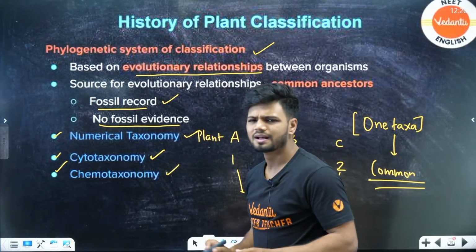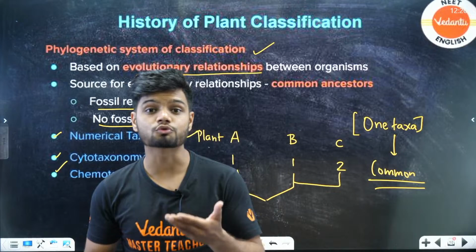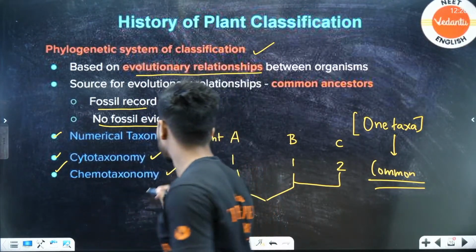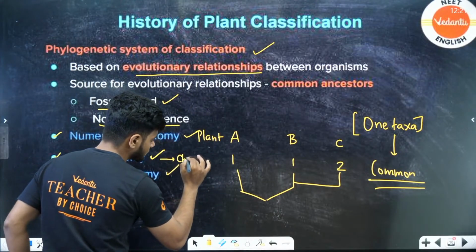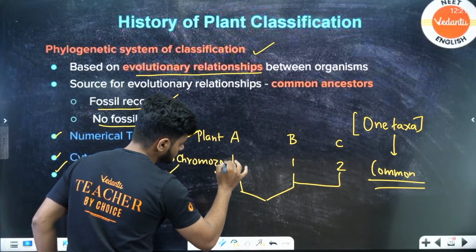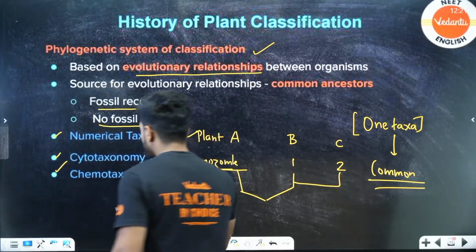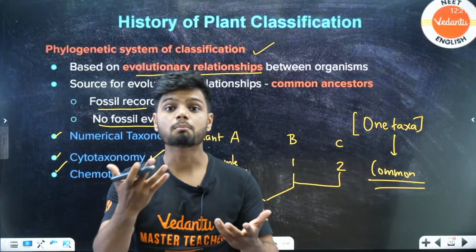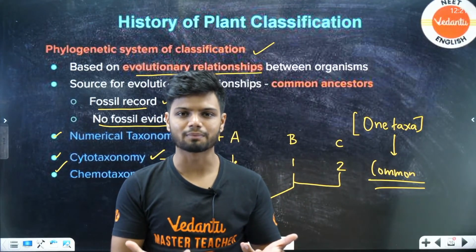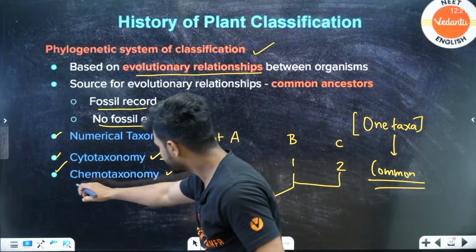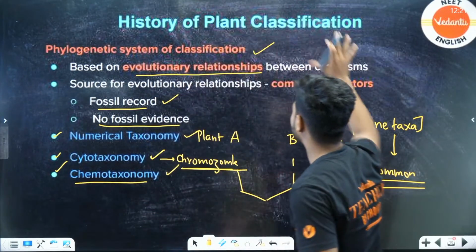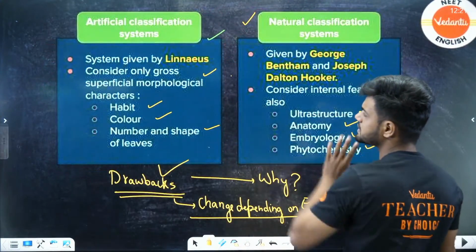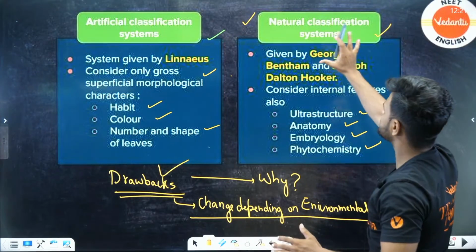Cytotaxonomy is very simple. It deals with chromosome behavior, chromosome number, chromosome shape, everything to do with the chromosome. Clear? Chemotaxonomy deals with chemicals, it could be primary and secondary metabolites. All of you know primary and secondary metabolites, right? Of the plants. That is under chemotaxonomy. So that is your history of classification: the phylogenetic system of classification, the artificial system of classification and the natural system of classification.